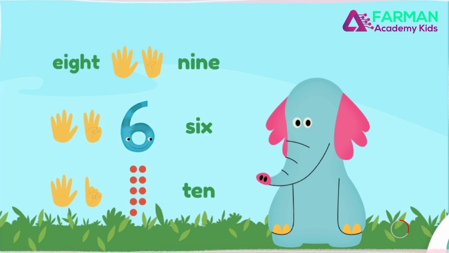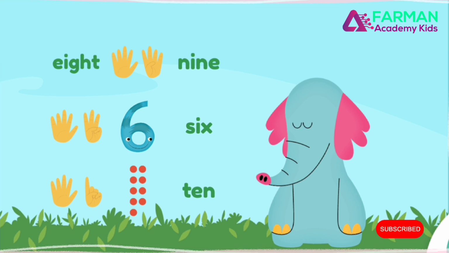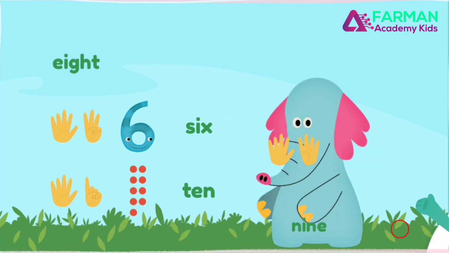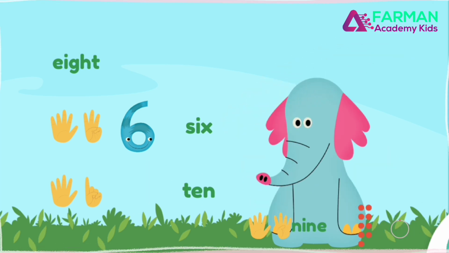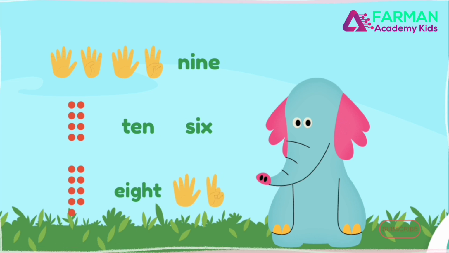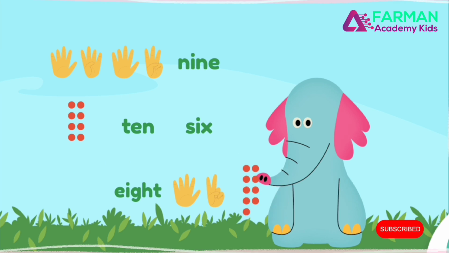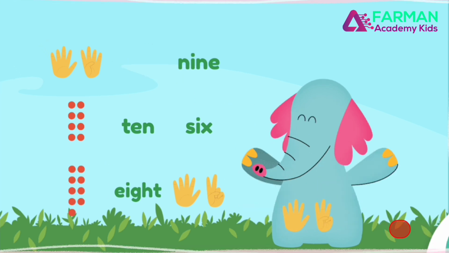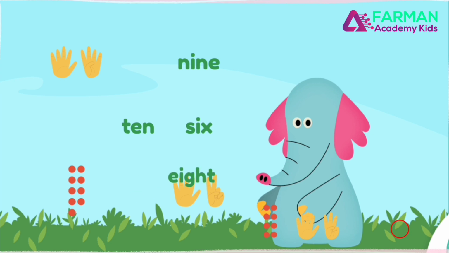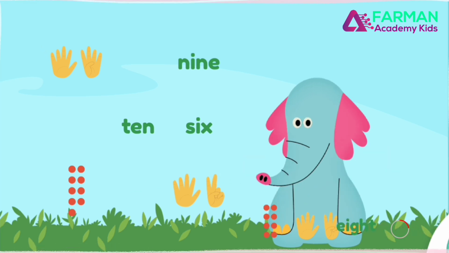Give Olo all the things with the number 9. Those are all the number 9. Give Olo all the things with the number 8. Try again. Give Olo all the things with the number 8. Those are all the number 8.